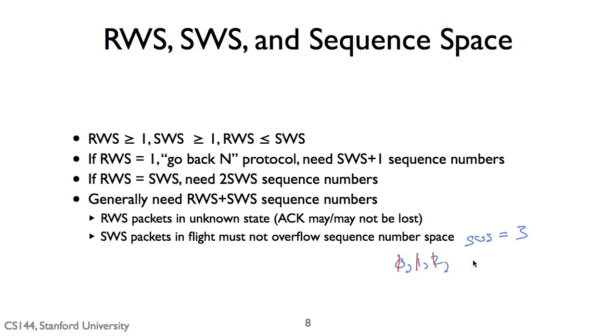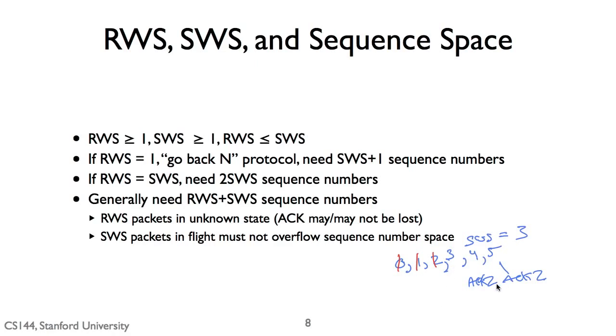Well, when it acknowledges 0, the sender is going to send 3, slide the window forward. When it acknowledges 1, it's going to send 4. And when it acknowledges 2, it's going to send 5. So now let's say that 3 is dropped. Now the receiver is still going to receive 4 and 5, and so it can ACK 2. It's going to send ACK 2, ACK 2. The sender is going to time out and resend 3.